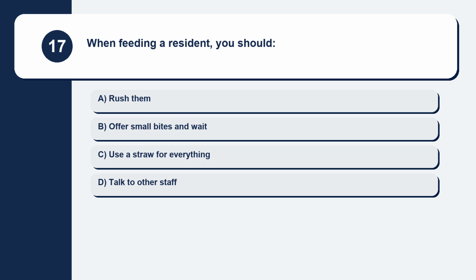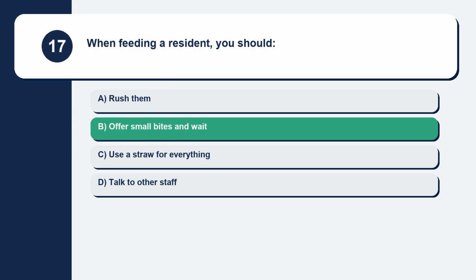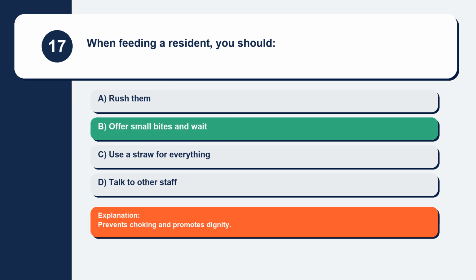Question 17. When feeding a resident, you should rush them, offer small bites and wait, use a straw for everything, or talk to other staff? Offer small bites and wait. This prevents choking and promotes dignity.